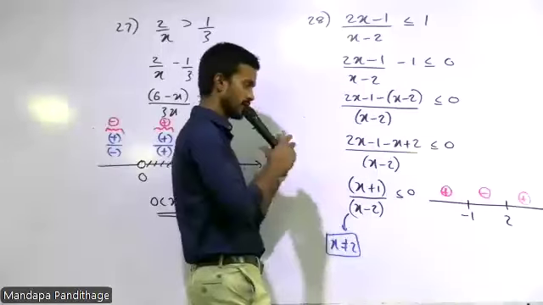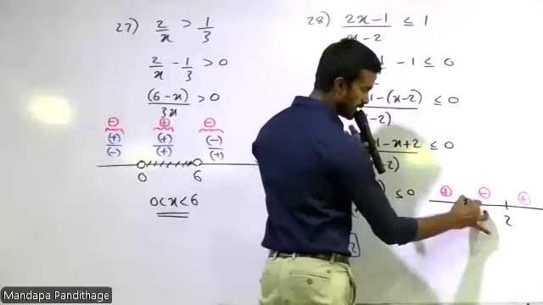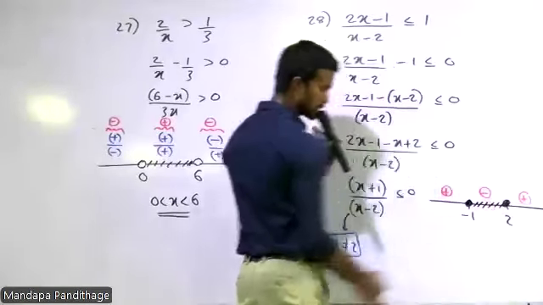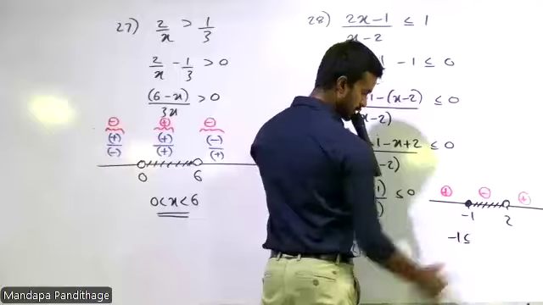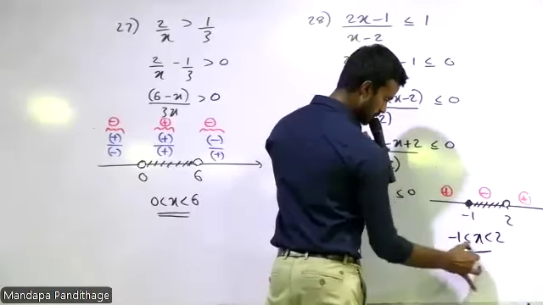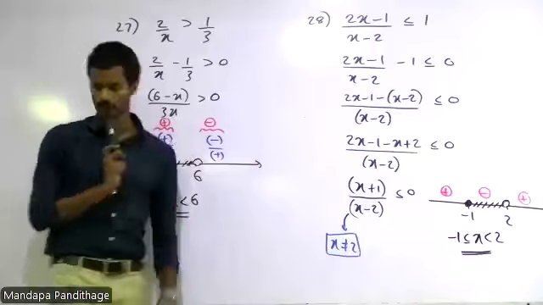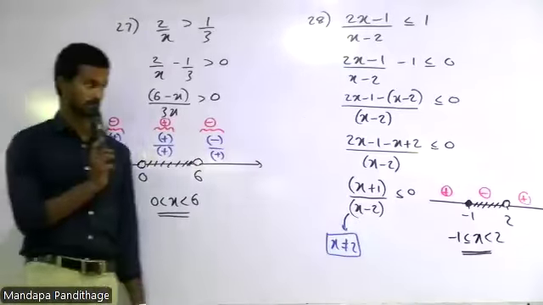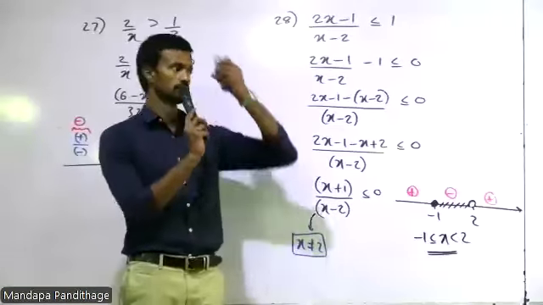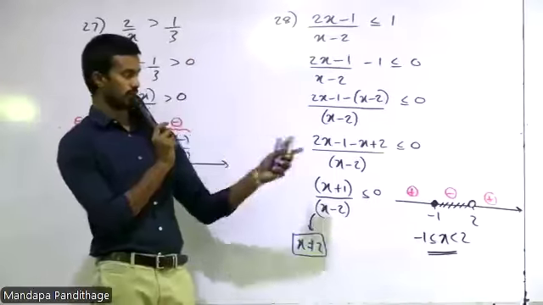We are required to find the range where it is negative. Normally, when there is an equal mark, we have to consider the boundaries, but x can't be equal to 2. So the final answer: x is greater than or equal to minus 1, but less than 2. It can't be equal to 2. Question number 28: x is greater than or equal to minus 1 but less than 2. Hands up who got this answer. I'll give you 1 minute to complete the work.